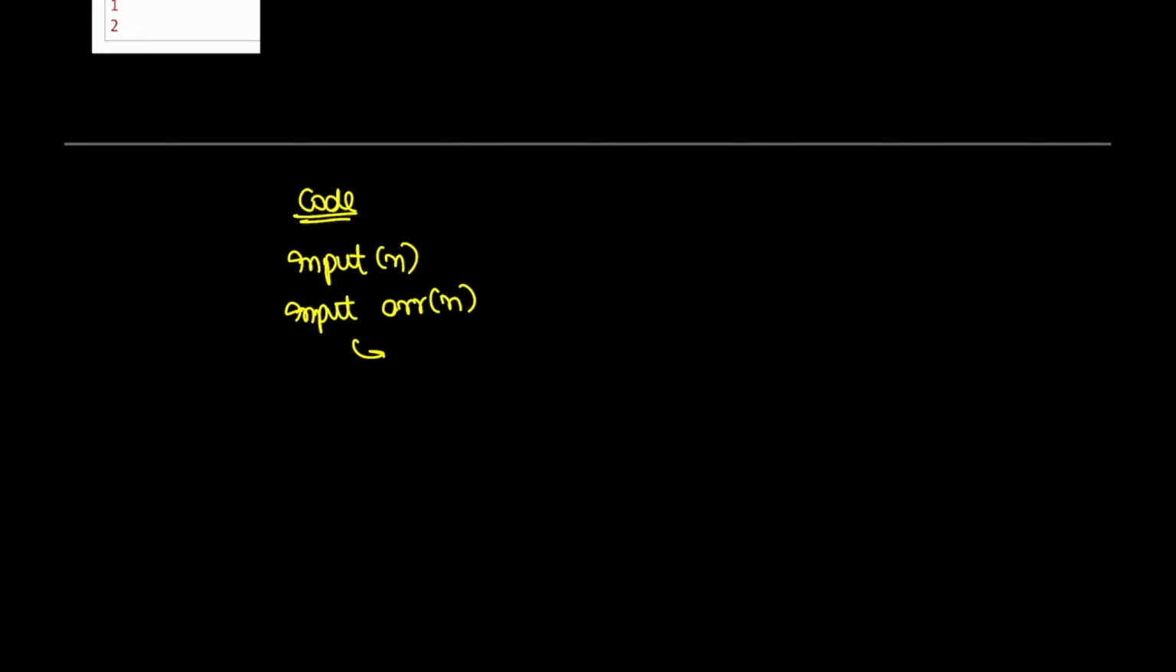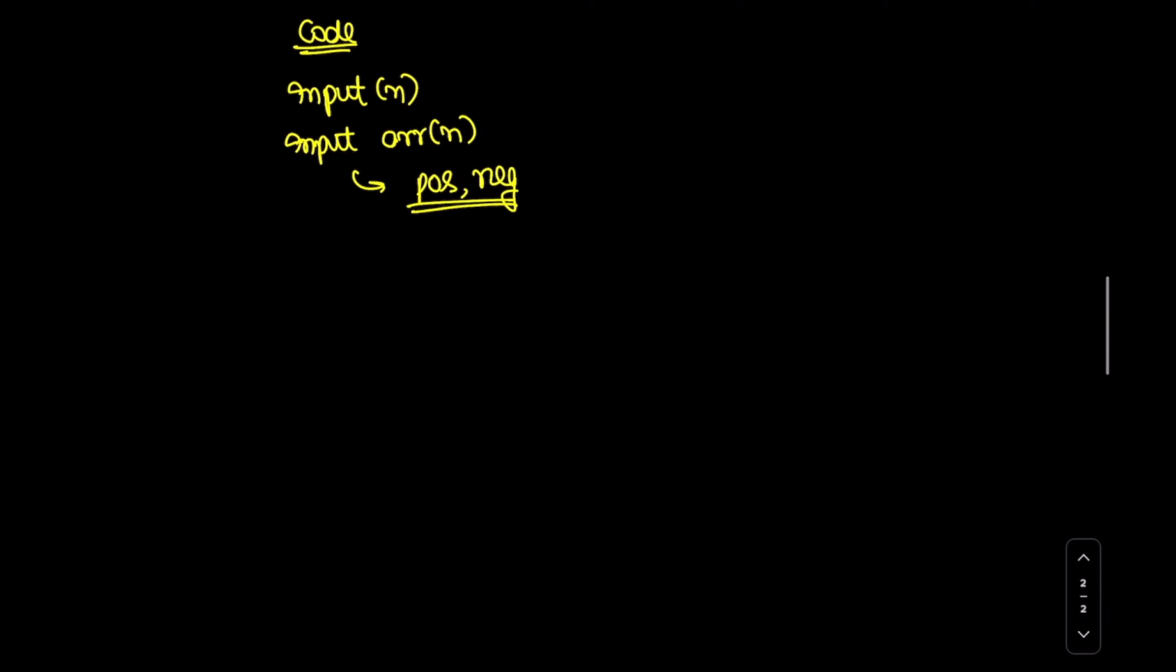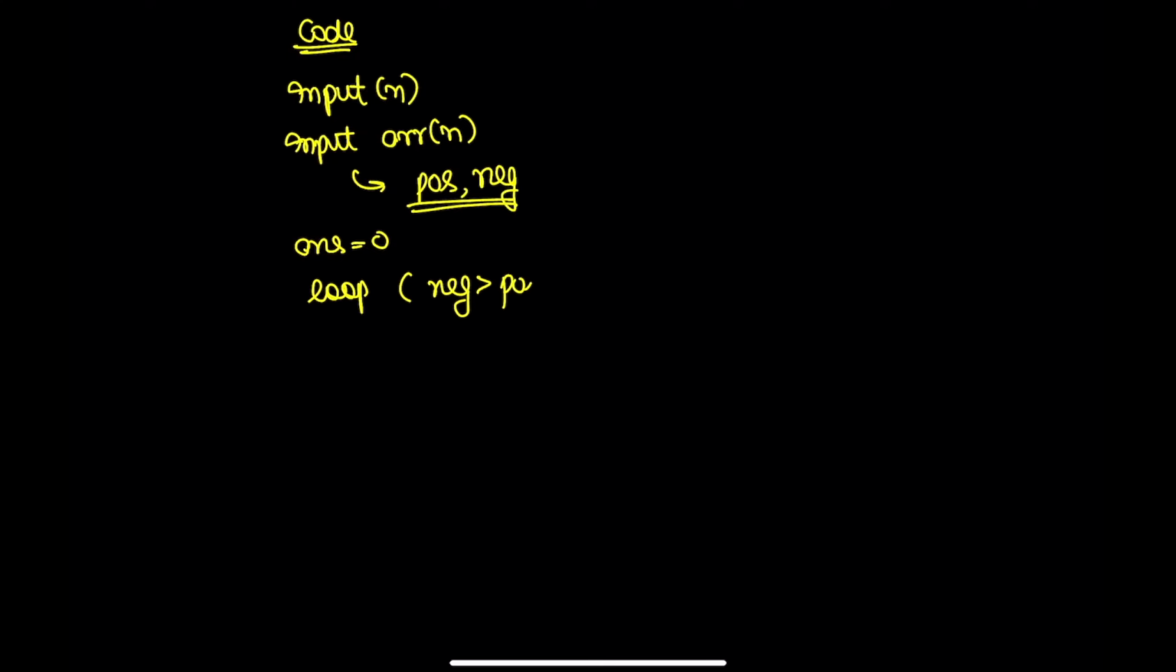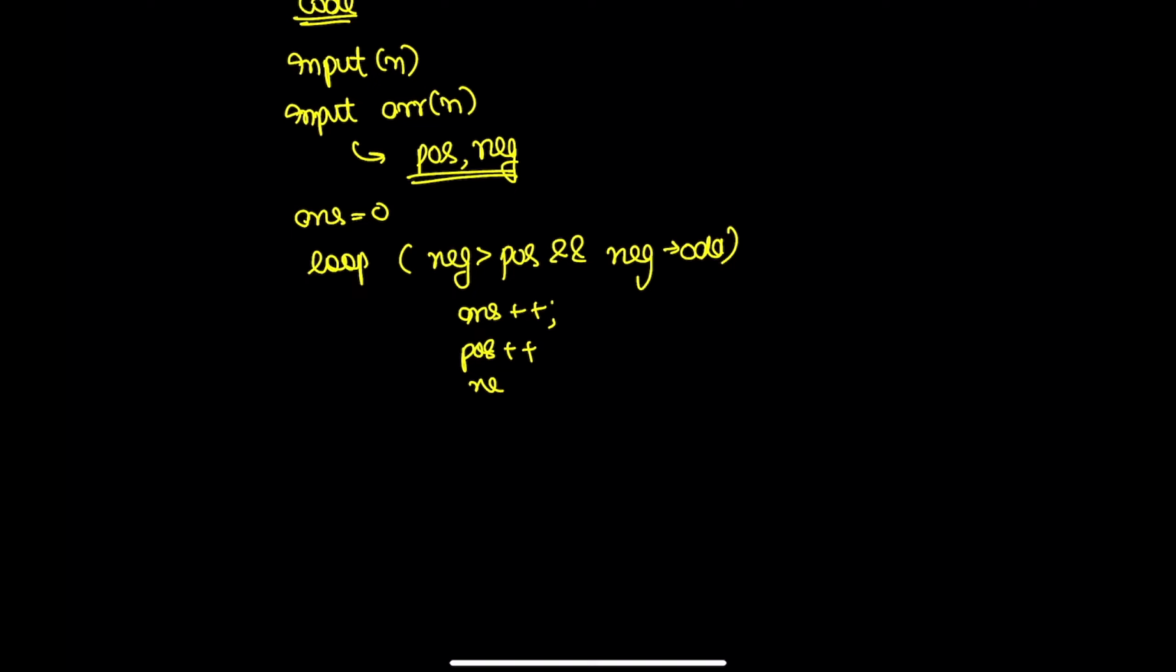So let's see a little bit of code. We'll take the input n, that will be the size of the array. Then we'll input the array itself. While taking the input, we will have a positive and a negative count. We'll count that at that moment itself. Then we'll have a variable answer, that will be initially 0. Then we'll run a loop while negatives are greater than positives or negatives are odd. We'll increment our answer at each move. We will increment the positives and decrement the negatives. And in the end, we'll just print the answer. That is all we need to do in this code.